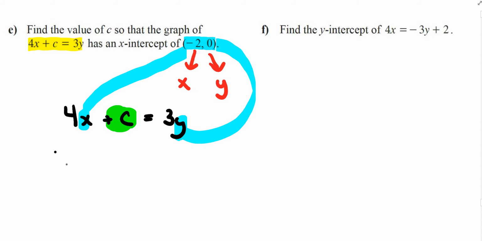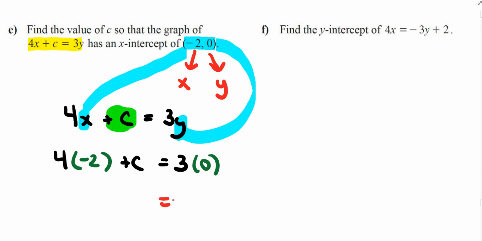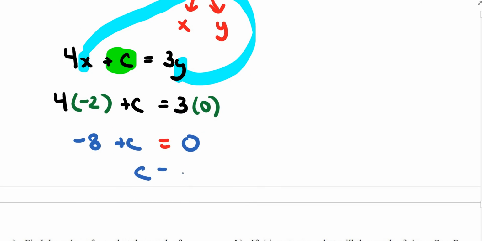So if I plug in those values, it's going to be 4 times -2 and then plus c equals 3 times 0. Okay, and if I go ahead and execute the calculations here, this is going to be -8 plus c equals 0, right? 3 times 0 is 0. And that means c would equal +8. So all you have to do now is bring that -8 over. Negative becomes positive, so c equals 8.